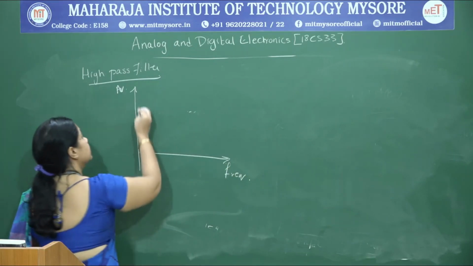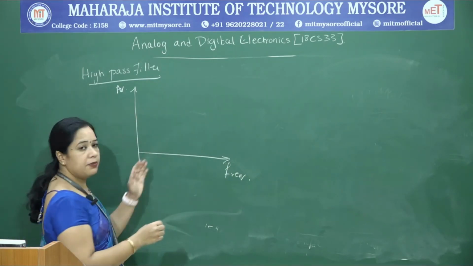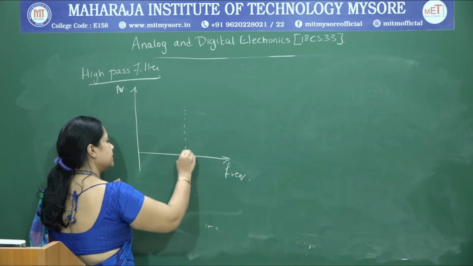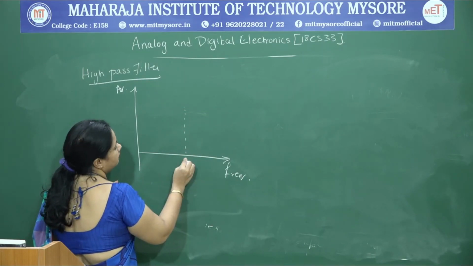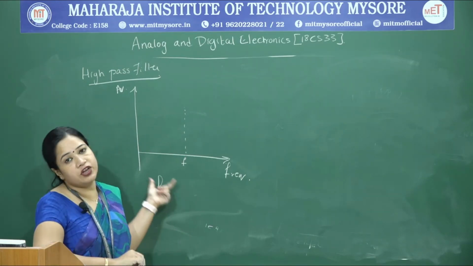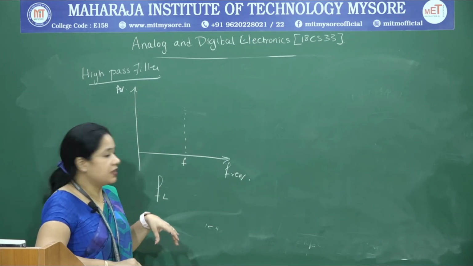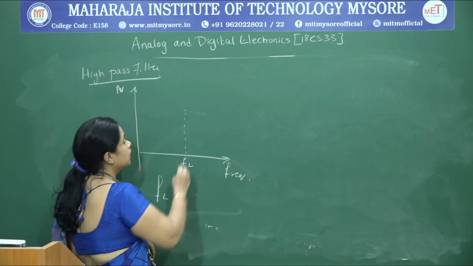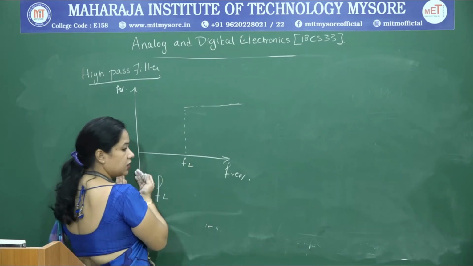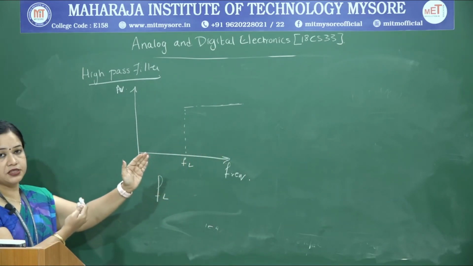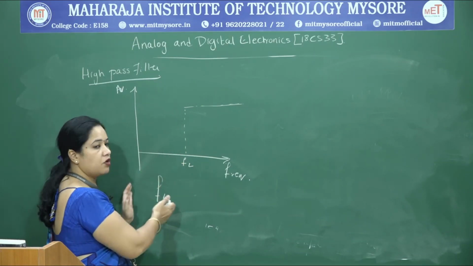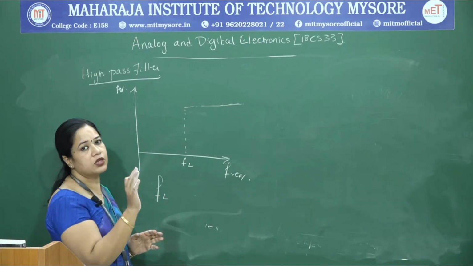If you take up the frequency response, what happens with a high pass filter? High pass filters pass all frequencies above the cutoff frequency. Let me designate the cutoff frequency as Fn, because it is the lowest frequency that is passed by the high pass filter. Ideally, this should have been the frequency response: it stops all frequencies below the cutoff frequency and passes all frequencies above it. But practically this is not the case.